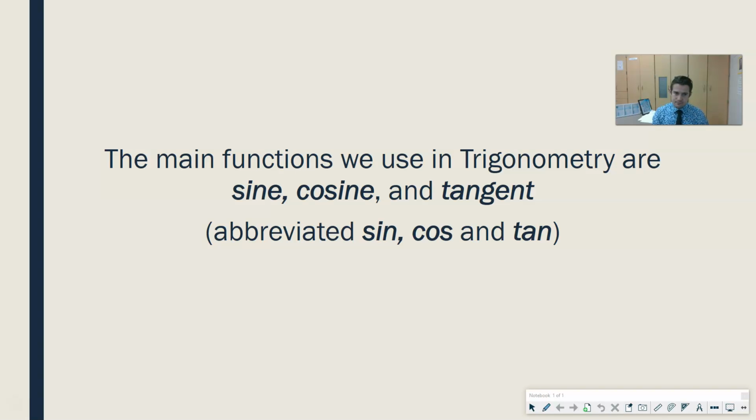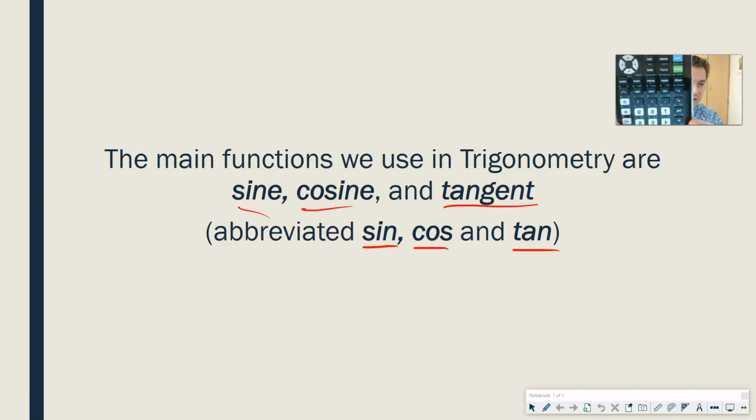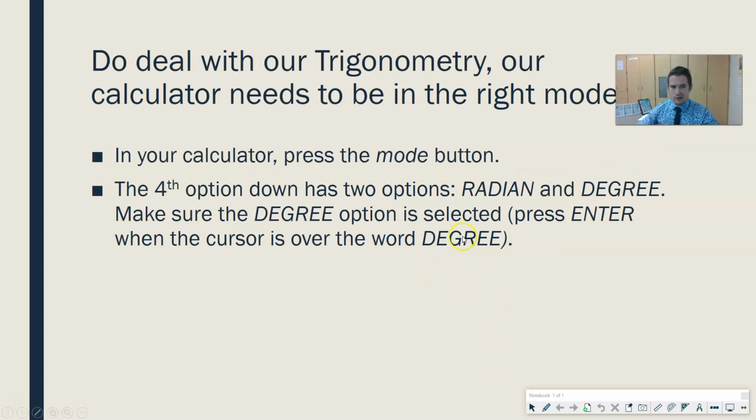In trigonometry, the main functions that we are going to use are sine, cosine, and tangent. Those are abbreviated sin, cos, and tan. Most often you'll see them written that way, and on your calculator they're written that way. You'll notice right there in the middle of your calculator we have the sine, cosine, and tangent buttons, abbreviated sin, cos, and tan. Those are the main functions we're going to use.